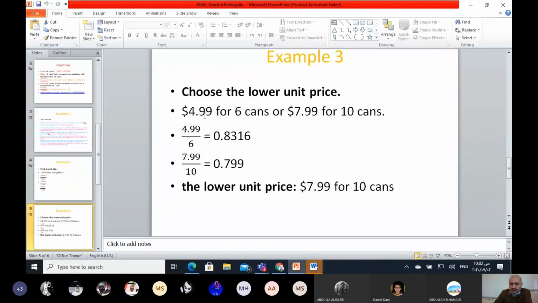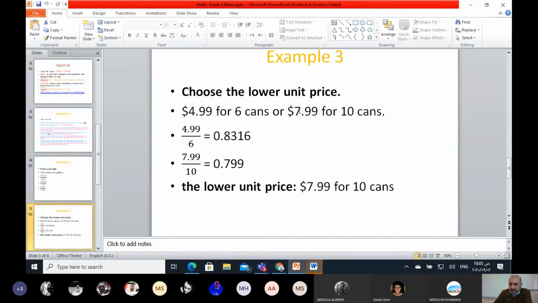Go to the first sentence, 4.99 for 6 cans, and write the unit rate. Put 4.99 up and 6 down. Then divide up and down by 6. You will get the answer, nearly 0.8360.